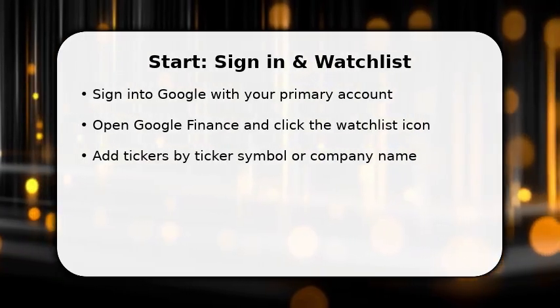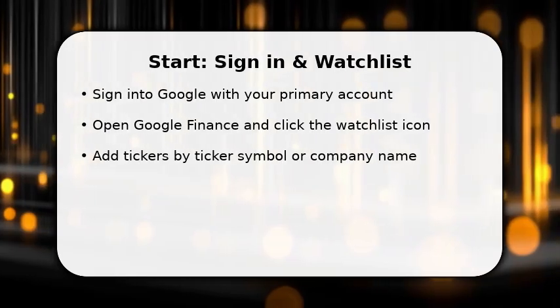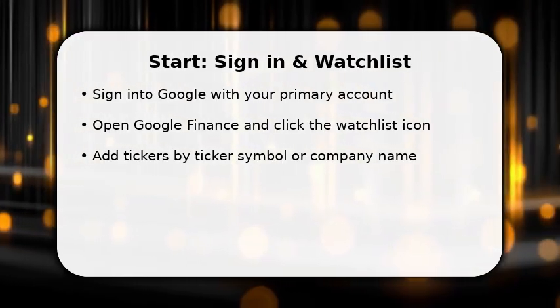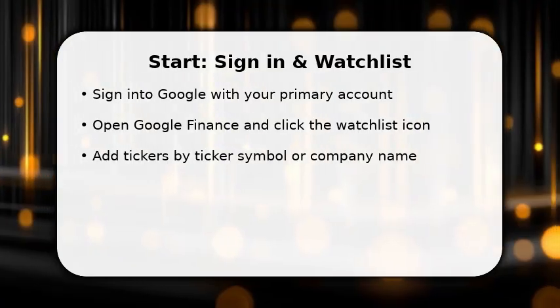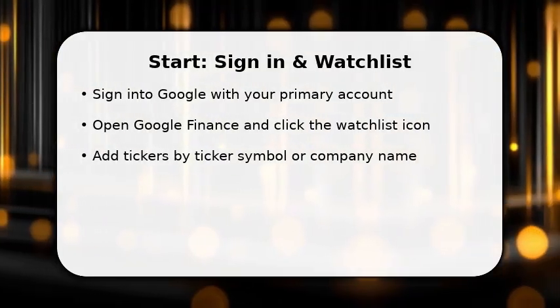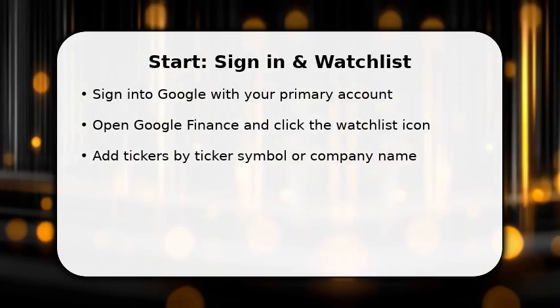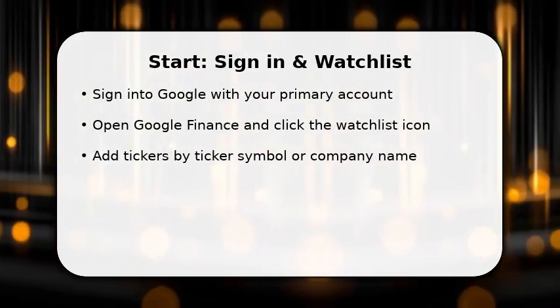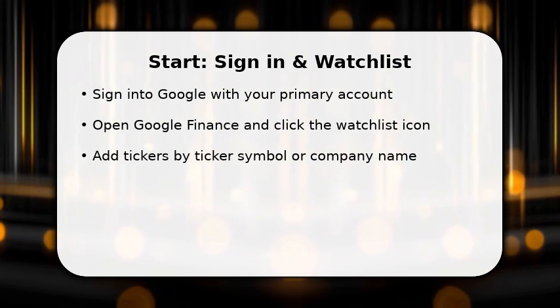Type ticker symbols or company names into the search bar and press enter to add each stock. Once done, rearrange or color code entries to prioritize. Make sure to add 5-10 core names first, so your dashboard loads meaningful data immediately and remains manageable.